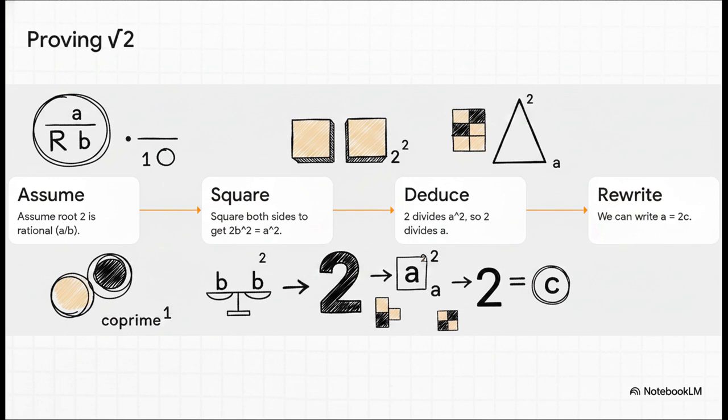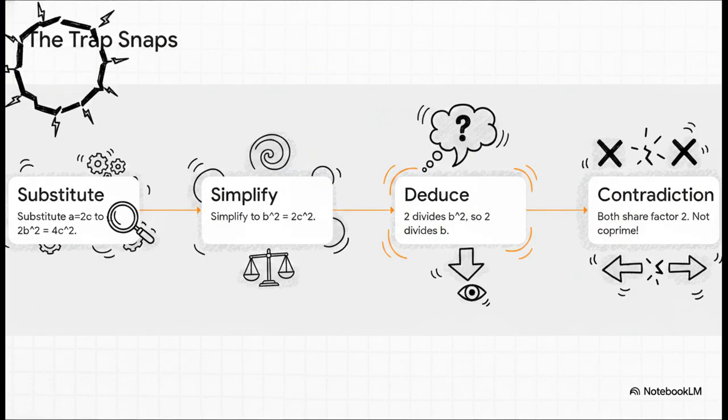And finally, step 4, thanks to our smoking gun, Theorem 1.2, if 2 divides a squared, then 2 absolutely must also divide a. This logically forces the numerator a to be an even number, which means we can rewrite a as 2c. So here's where the trap snaps shut. If we substitute a equals 2c back into our earlier equation, we get 2 times b squared equals 4 times c squared. Simplify that down, and we get b squared equals 2 times c squared.